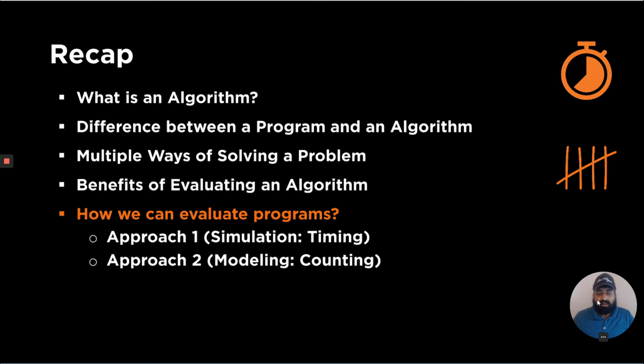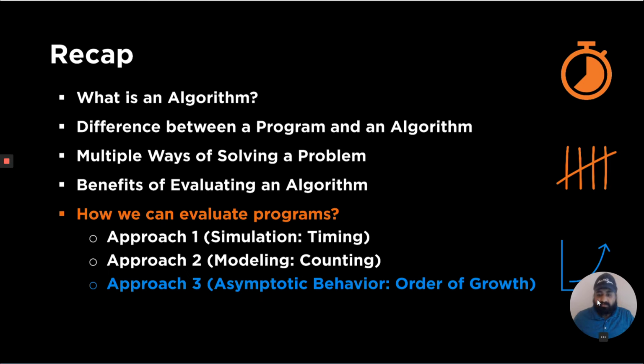Finally, we concluded the lecture by stating there is a third approach, which is more mathematically abstract in nature, which is the asymptotic behavior or order of growth of algorithms. We are going to discuss this order of growth of functions in this lecture, which is the asymptotic analysis. We'll touch upon why that is necessary, as well as how we do it, as well as the properties that allow us to analyze programs using this third approach.